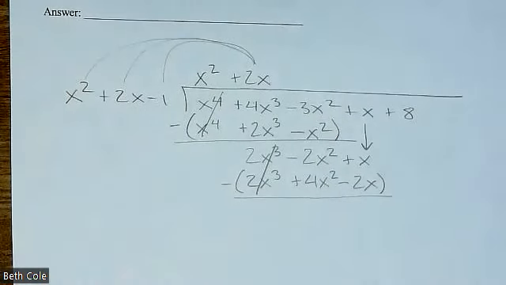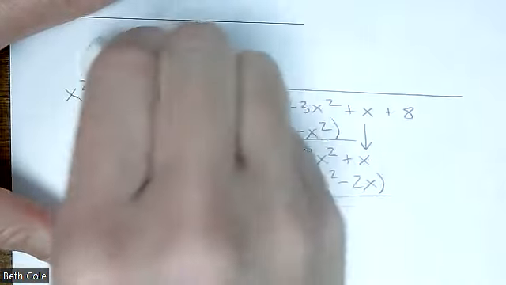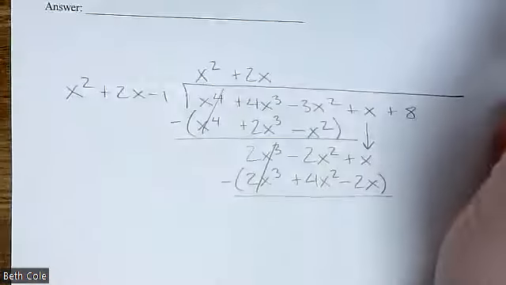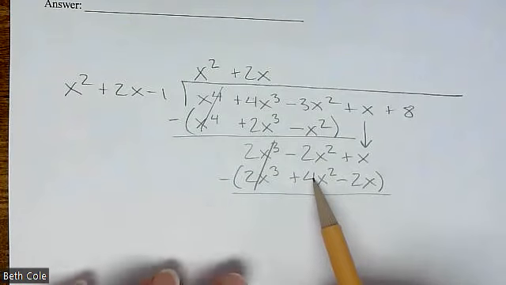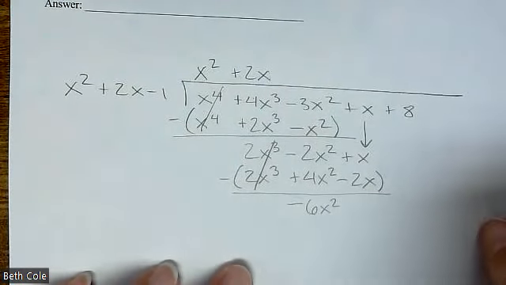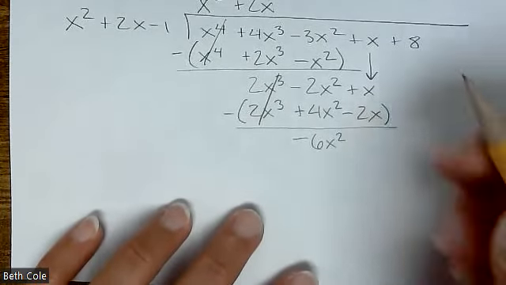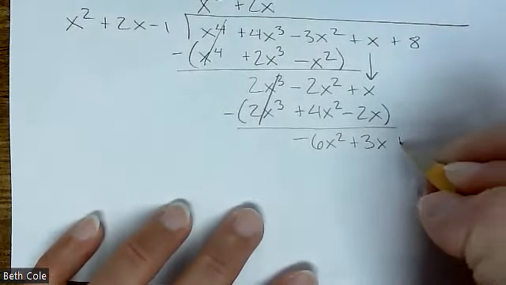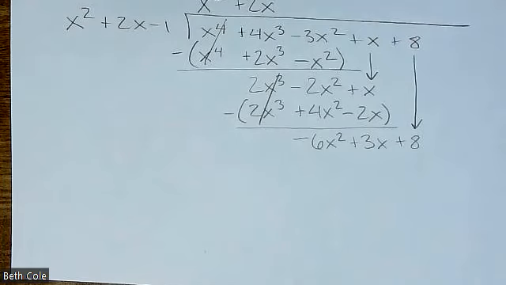Give it a hug and subtract. First column cancels. And again, just try to remember it's the opposite of whatever's there. So this is -2 minus 4. So -6x squared. Let me move this up. And this is 1x plus 2x, which would be 3x. You're gonna bring down the 8 and do it one more time. Whatever we get at the end of this one will just be the remainder.